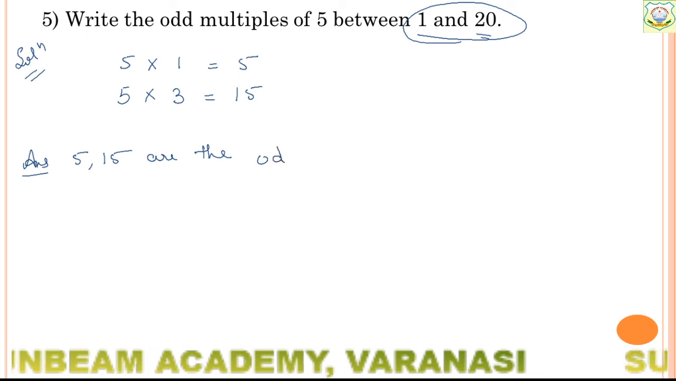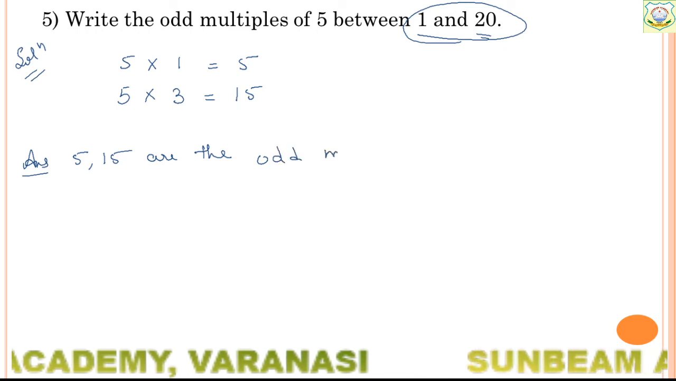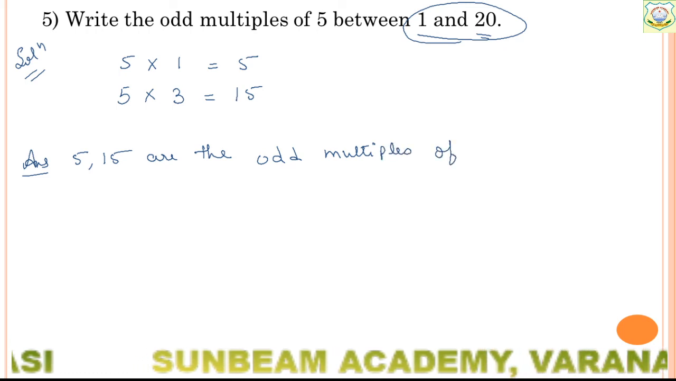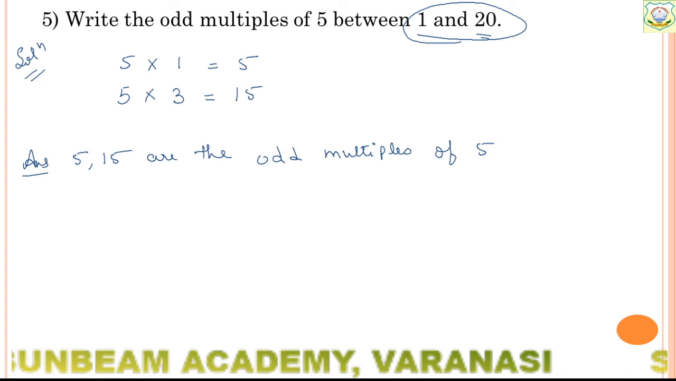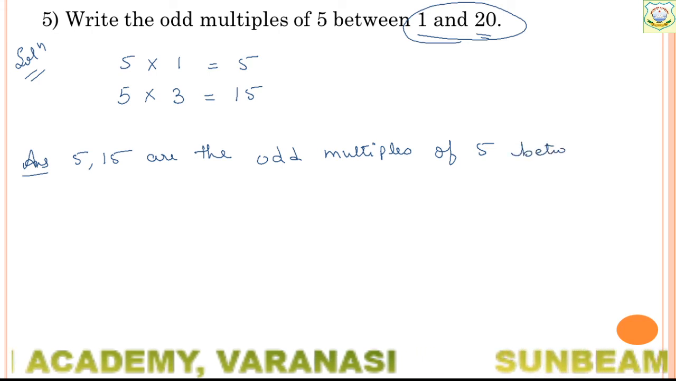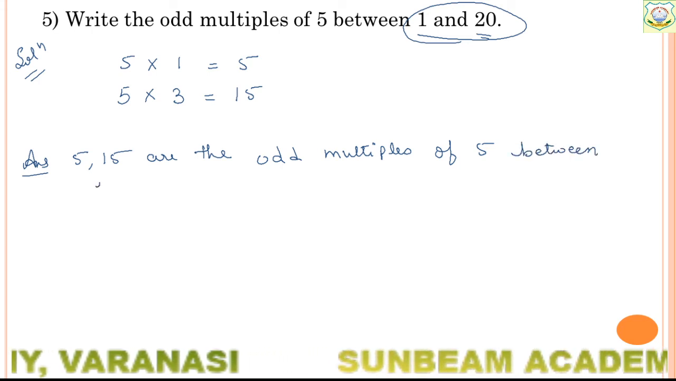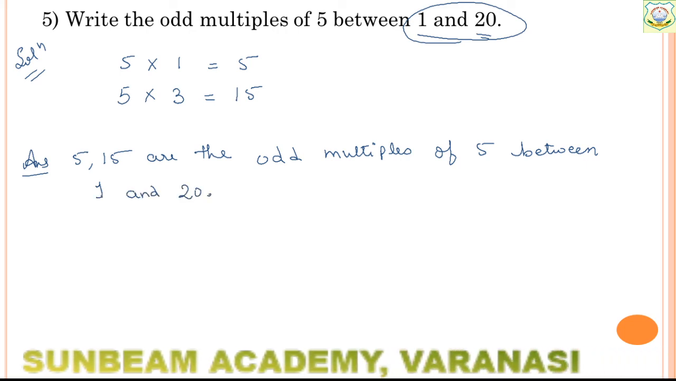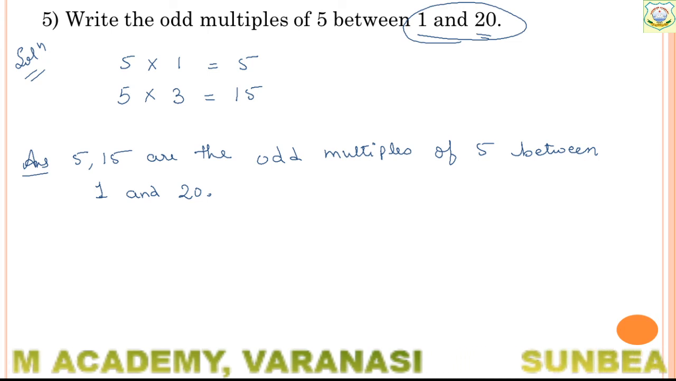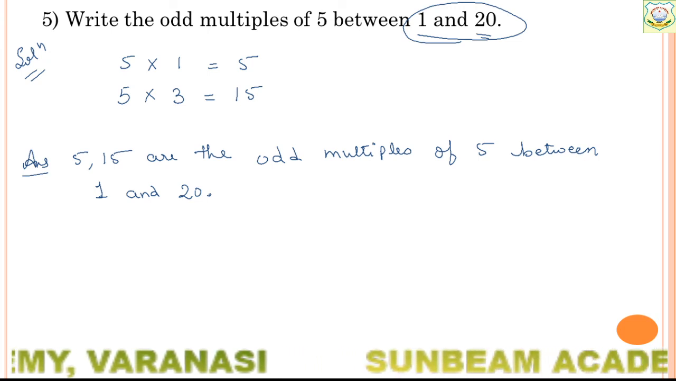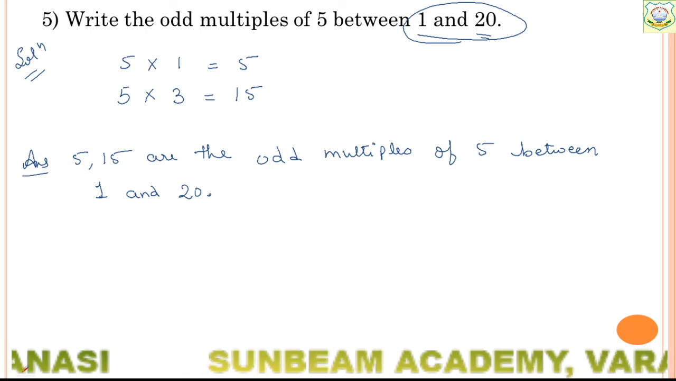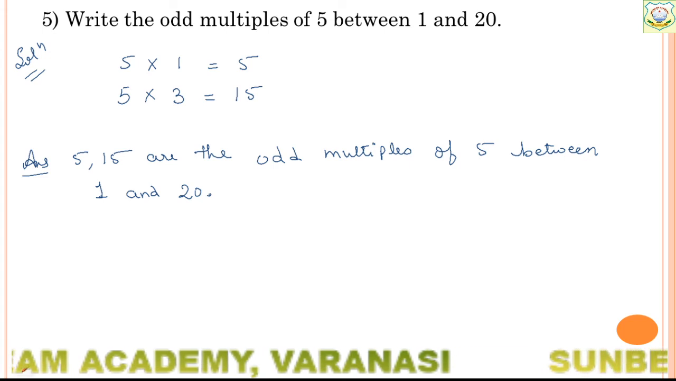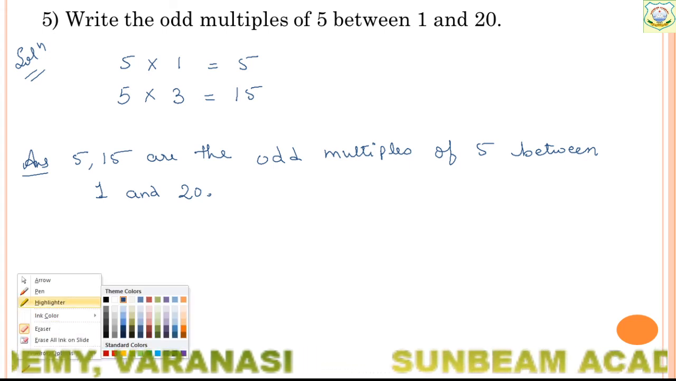odd multiples of 5 between 1 and 20. Now we have to write from the question. Now note down, students. You have understood? Now note it down. If I am doing something like circling and all, that you don't have to do, okay? Note down.